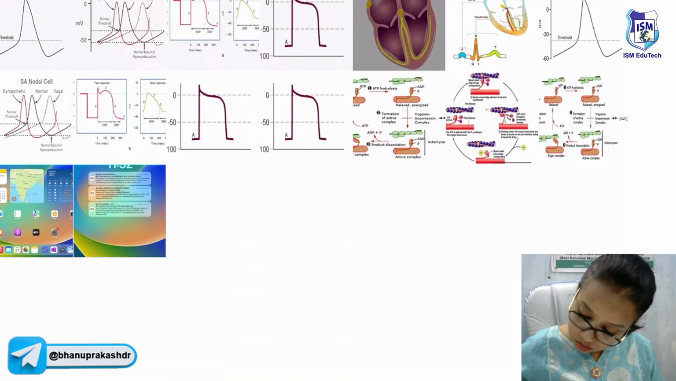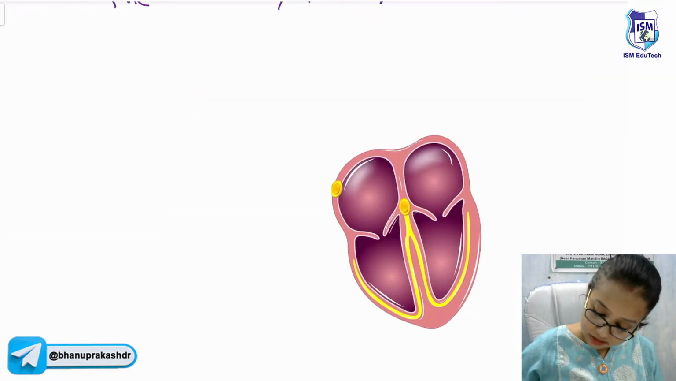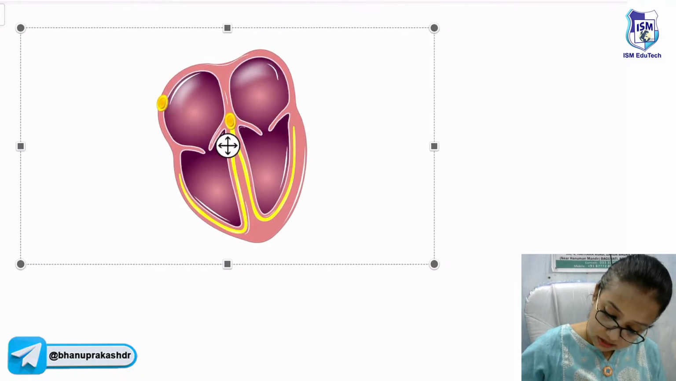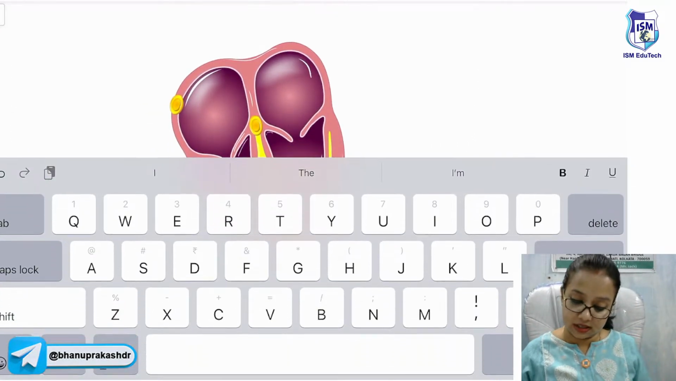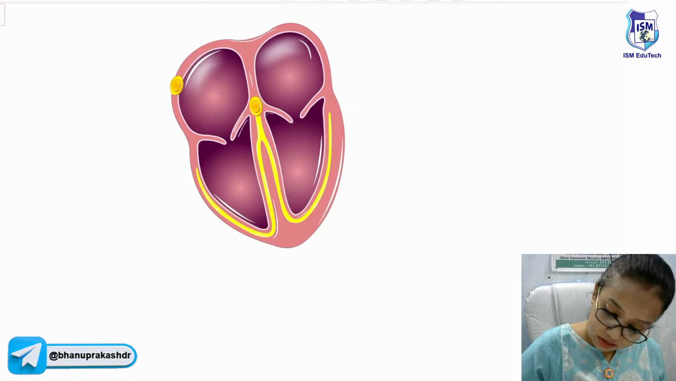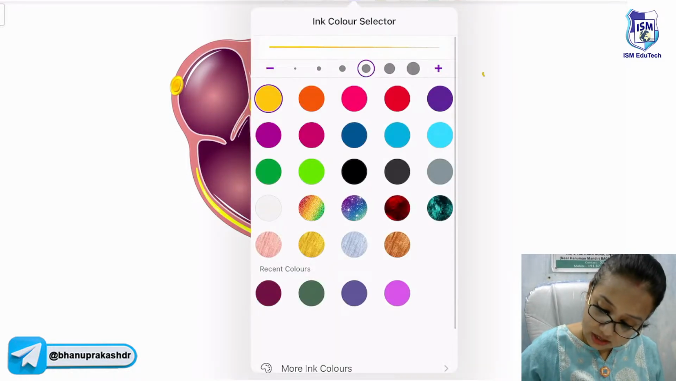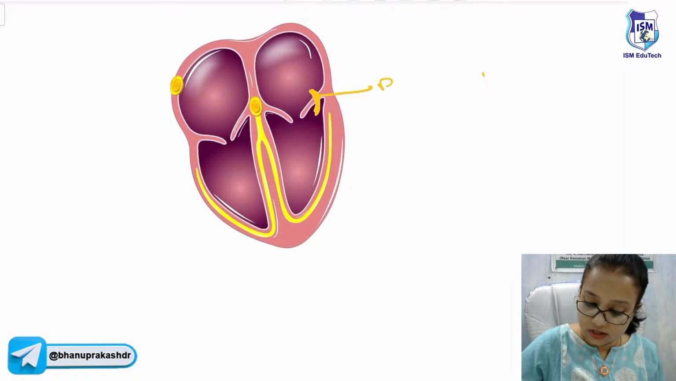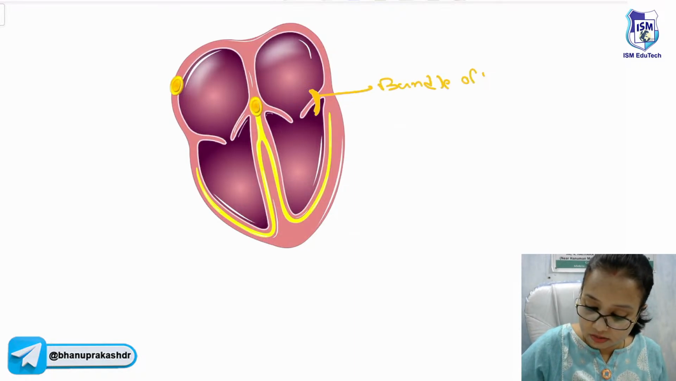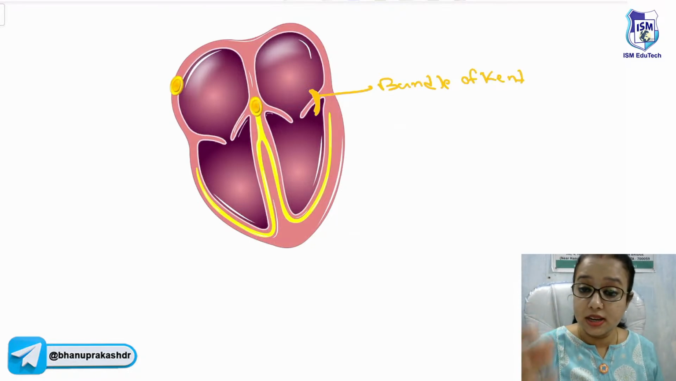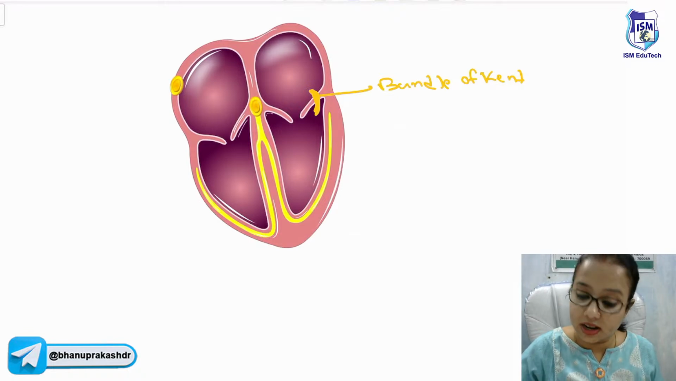The picture. So we choose this picture and say, for example, here this is the structure where we study the normal conduction of impulse, right? So now say, for example, in this region there has been a generation or development of an extra accessory pathway, which is the bundle of Kent. And this bundle is quite capable of conducting the impulse because it is also an abnormal development of the cardiomyocyte.